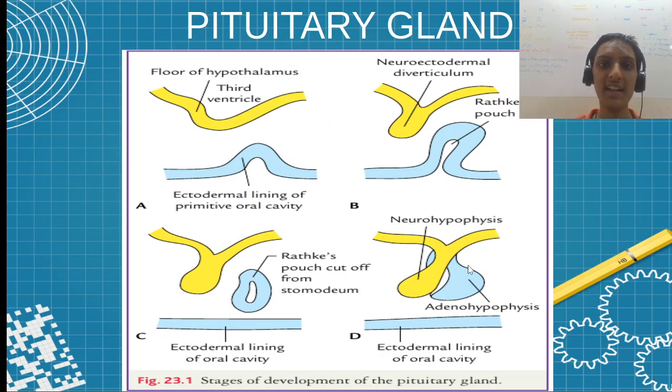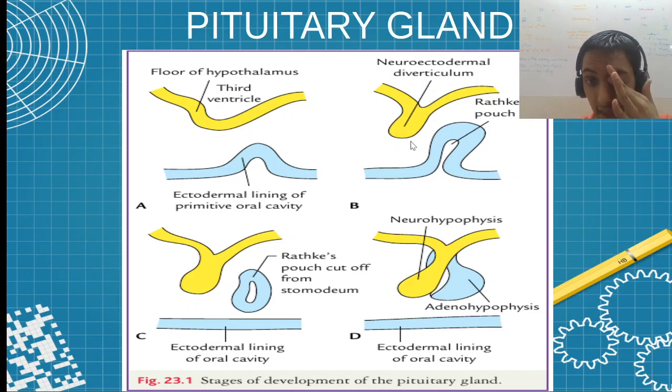Now let us see the development. How does it develop? We find it is developing from the ectodermal lining. Please remember, pituitary gland develops from ectoderm. That's important. There is an ectodermal lining which forms at the roof of the third ventricle, and this develops into Rathke's pouch. This name is important: Rathke's pouch. Here we have a neuroectodermal diverticulum.